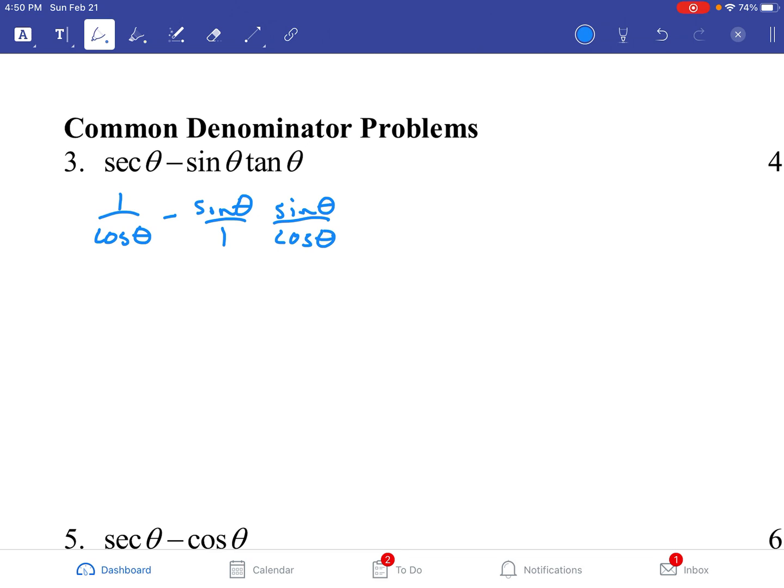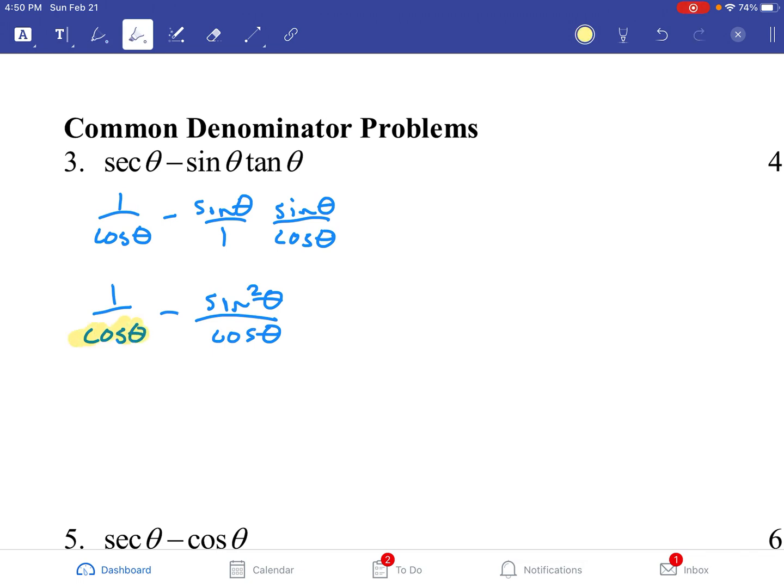The right-hand side of our problem, when we have sine times sine, gives us sine squared. The cosine gets multiplied by 1, and remains cosine. And then 1 over cosine is still over here.